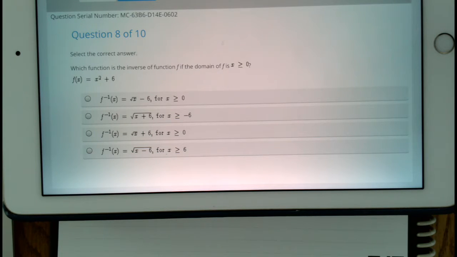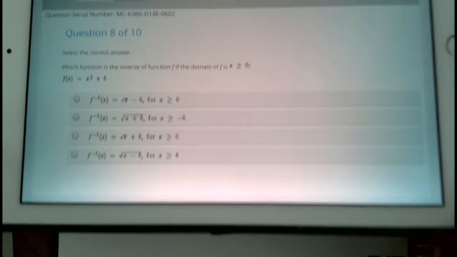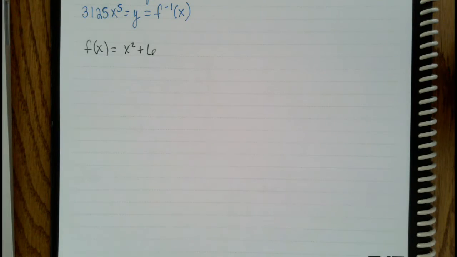If I can, I'm going to try to show you something on Desmos, just so you know what it means if the domain is x is greater than or equal to 0. But when we start this problem, once again, I have it on my paper.